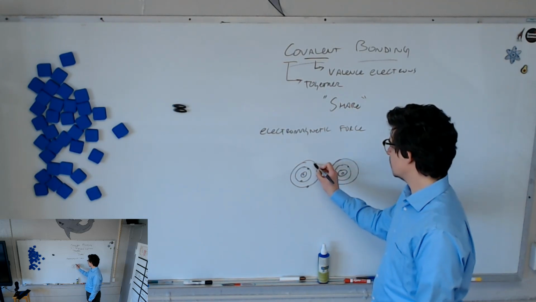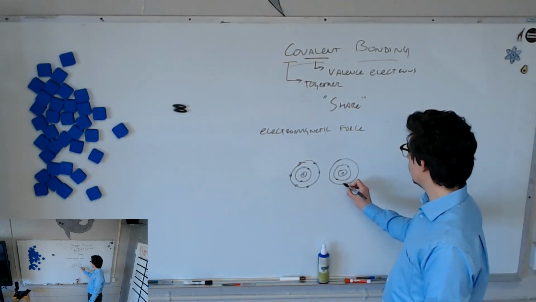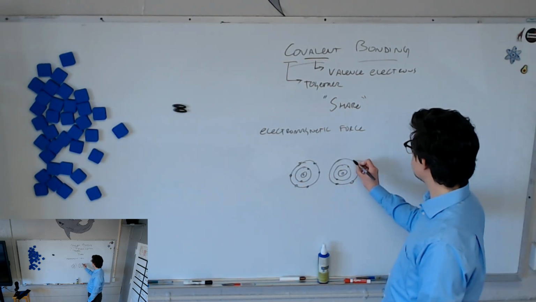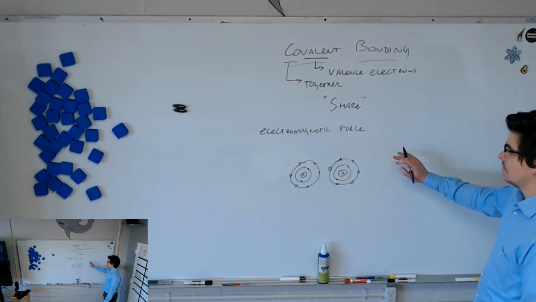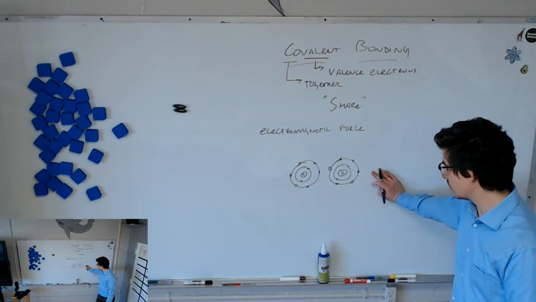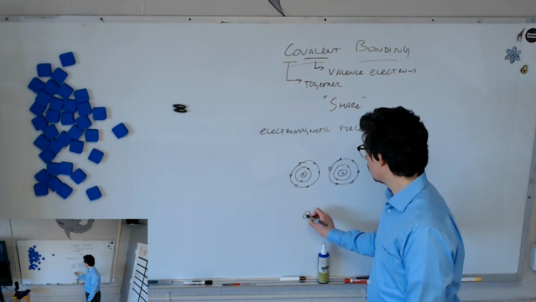Six. And I say shell, it could be orbital, energy level, any of that. 1, 2, 3, 4, 5, 6. Good. So now, these are two separate atoms, right? They're not ions because they don't have charges. They are separate atoms. I'm just going to draw it again.